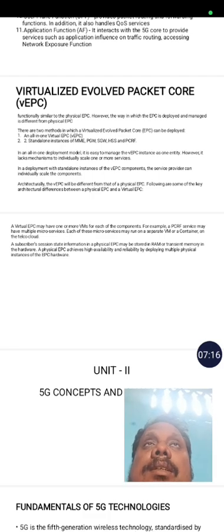So I hope you have understood the 5G network architecture and the virtualized evolved packet core.